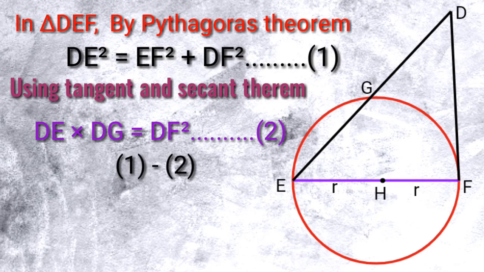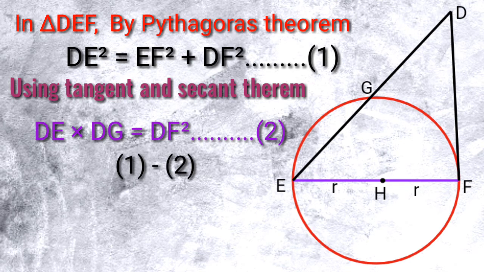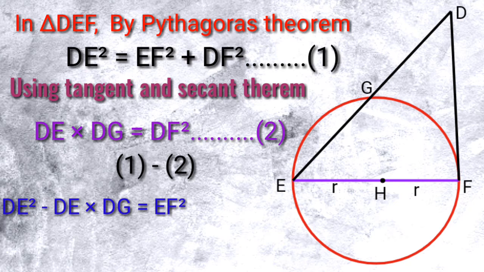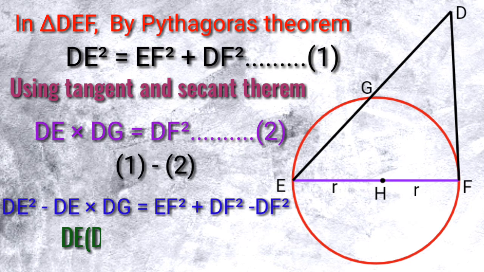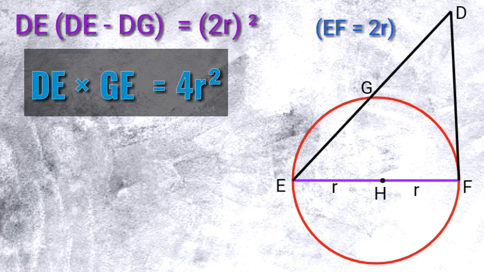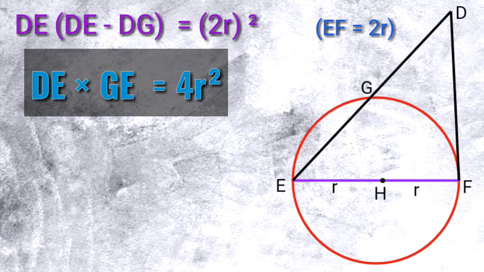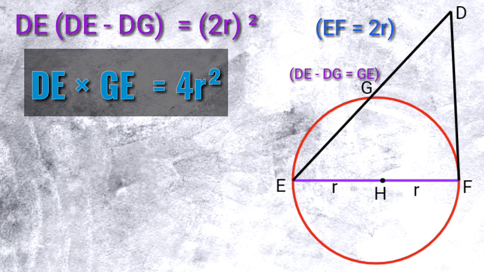Already we earlier have written equation 1, so equation 1 minus 2, you can see DE square minus DE into DG is equal to EF square plus DF square minus DF square. In LHS, take DE common and get DE into GE. In RHS, EF square write as 2R whole square, that is 4R square. Hence we got the proof.